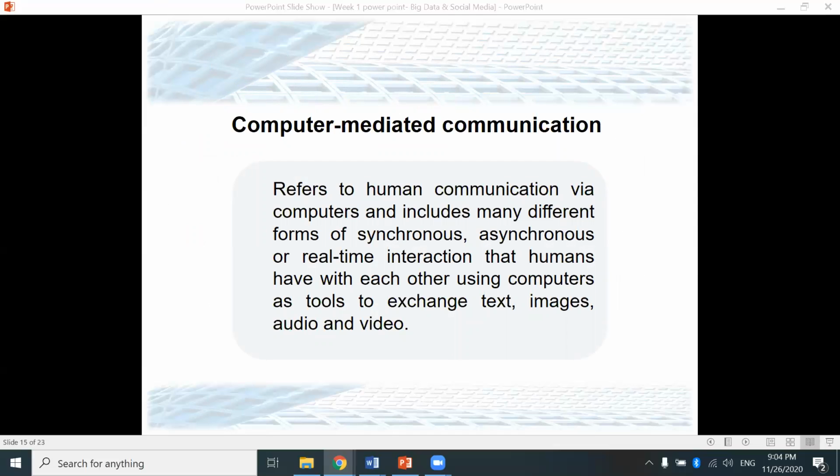Let's talk about some concepts, for example computer-mediated communication, which refers to human communication via computers and includes many different forms of synchronous, asynchronous, or real-time interaction that humans have with each other using computers and other tools to exchange text, images, audio, and video. It's very common now. People use, for example, Zoom for meetings and so on. That's computer-mediated communication. These software platforms allow you to share videos, text, images, and so on.